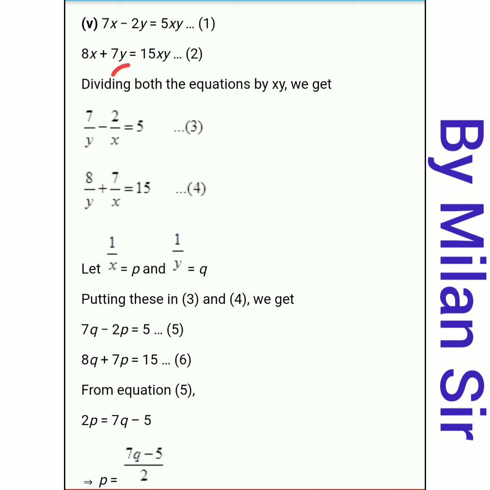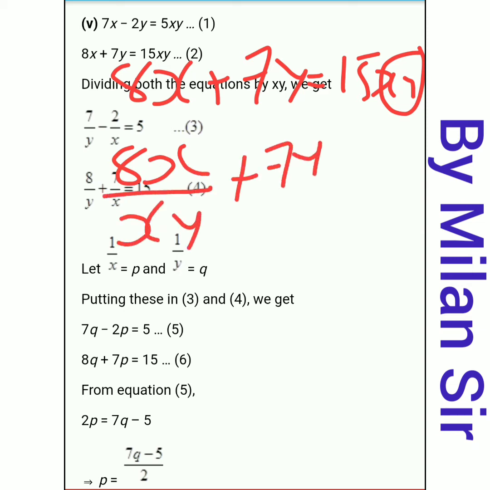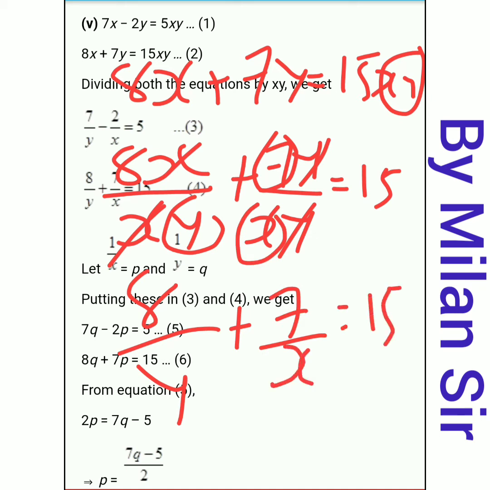Similarly in the second equation, 8x plus 7y is equal to 15xy. Then transfer this xy to the left hand side, it goes to the denominator. So 8x upon xy and plus 7y upon xy and 15 as it is. Again x, x cut, y, y cut. So here 8 upon y, here 7 upon x is equal to 15. This is our equation number 4.